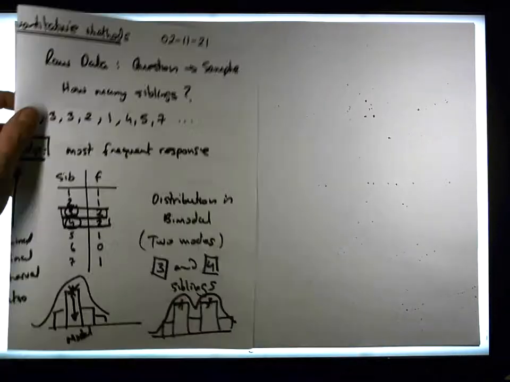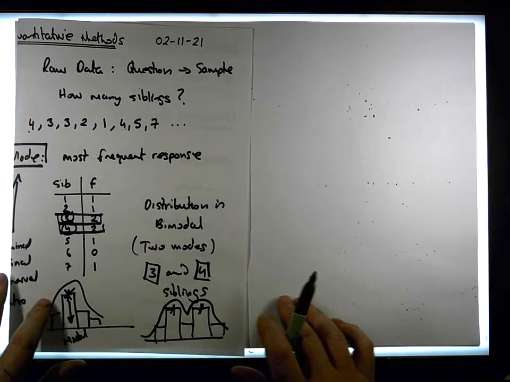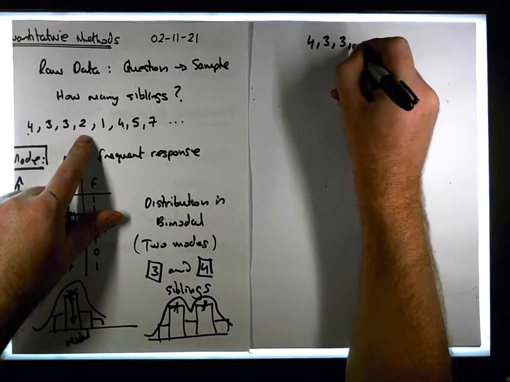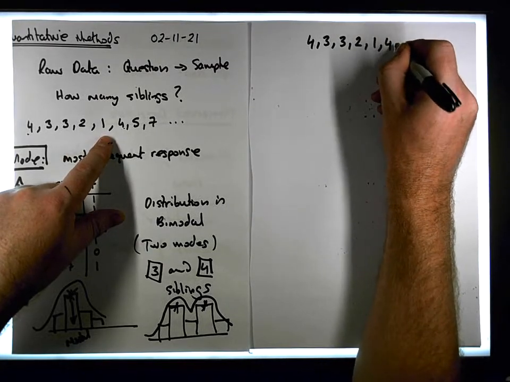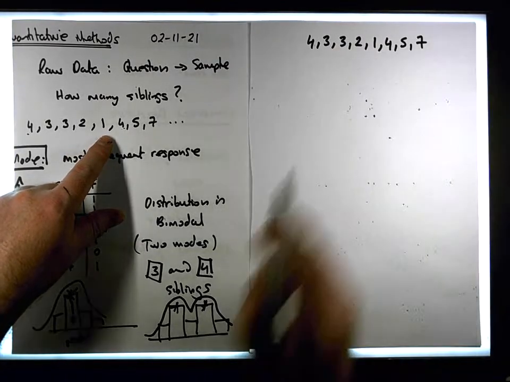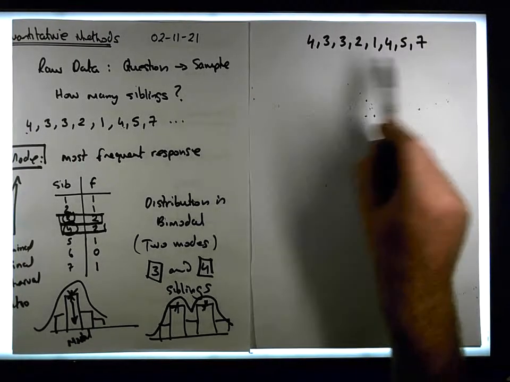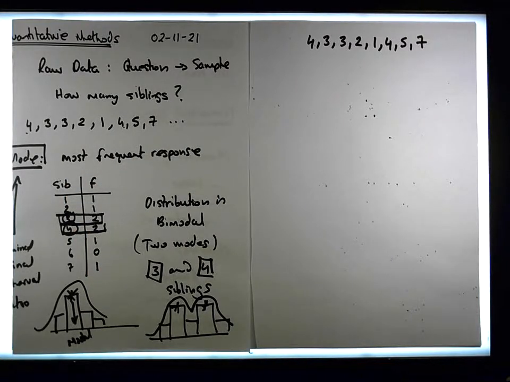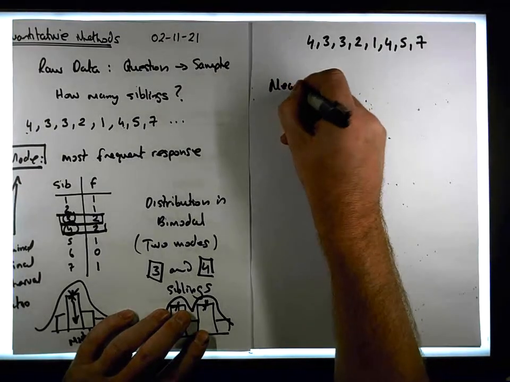So what I'm going to do now is take our data set, the raw data: 4, 3, 3, 2, 1, 4, 5, and 7. It's measuring our variable. The question that we asked was, how many siblings do you have? And what I want to do is calculate the mean of that particular data set.